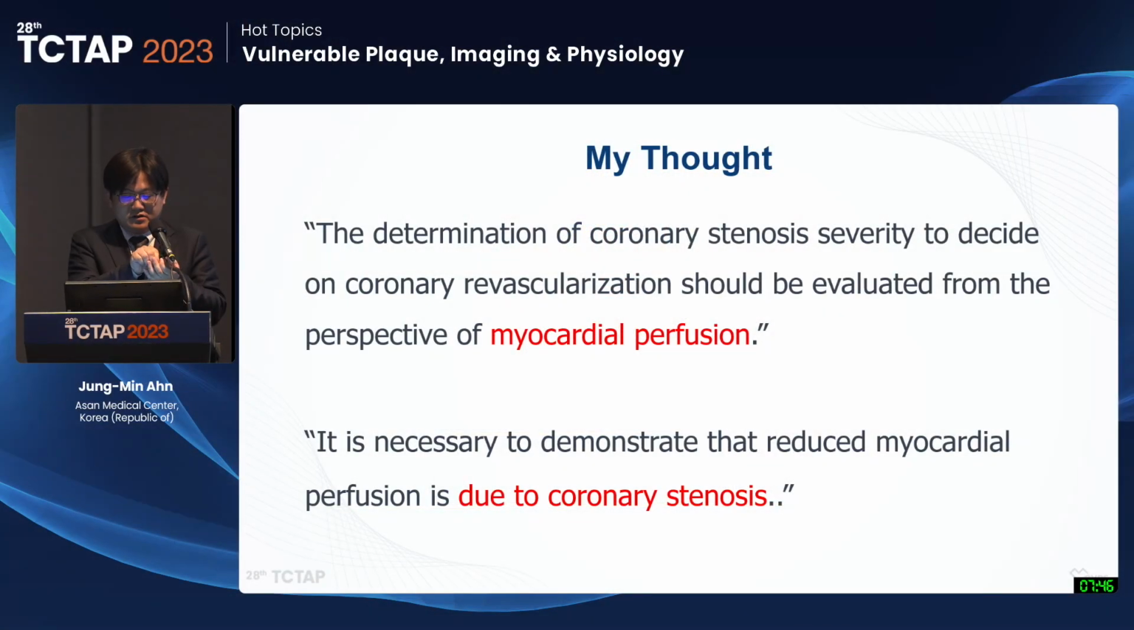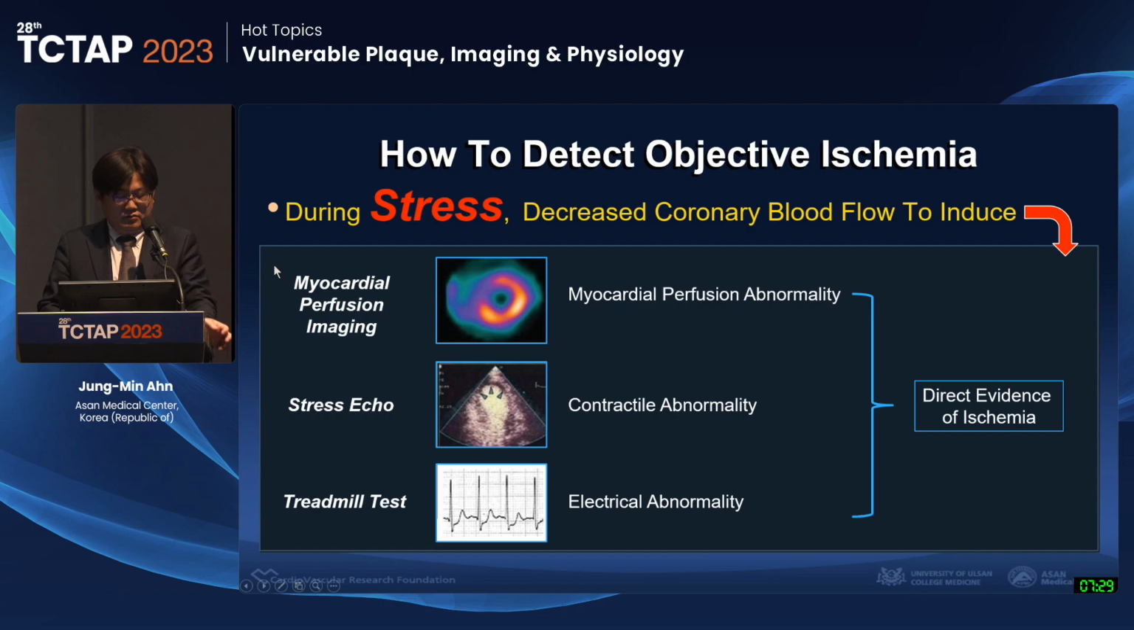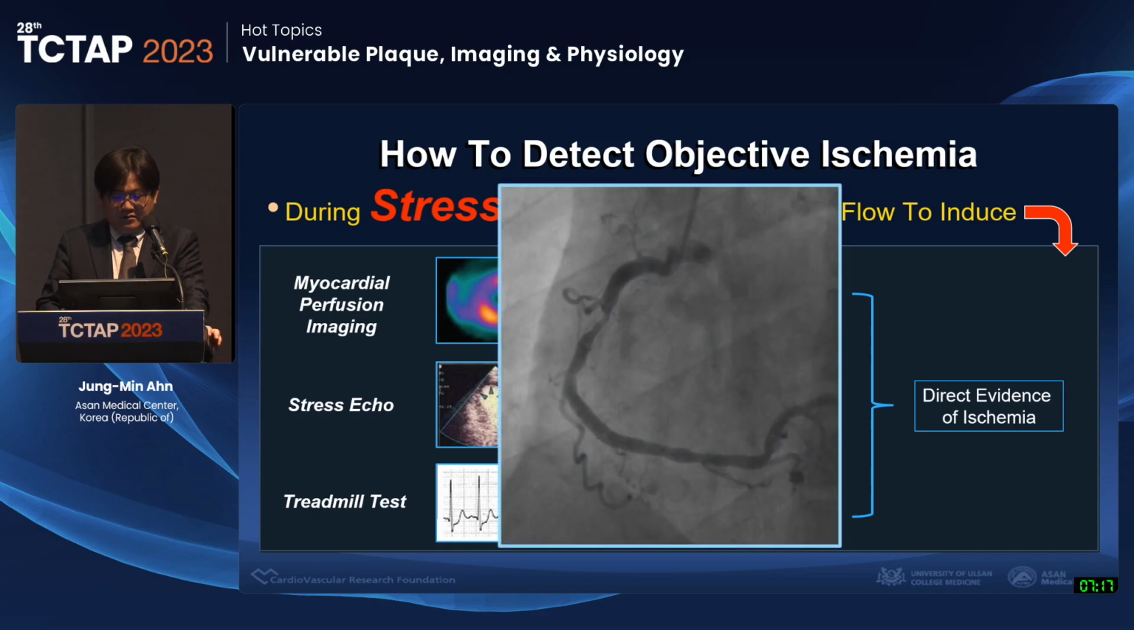Thank you, Dr. Hong. I'm Jung-Min Ahn from Asan Medical Center. My topic is defining lesion severity. I think the determination of coronary stenosis severity to decide on coronary revascularization should be evaluated from the perspective of myocardial perfusion. And it is necessary to demonstrate that reduced myocardial perfusion is due to coronary stenosis. Actually, we can define objective ischemia. This patient has chest pain and a non-invasive functional study that is positive, so objectively there is ischemia. But we have to find another connection between the ischemia and coronary stenosis.